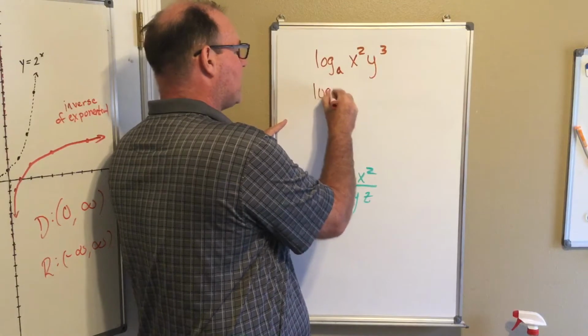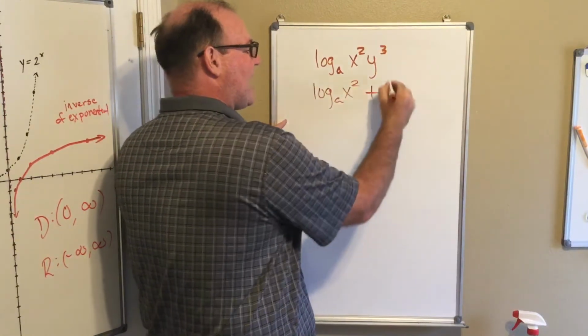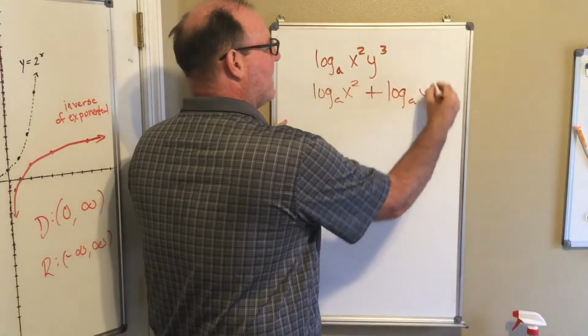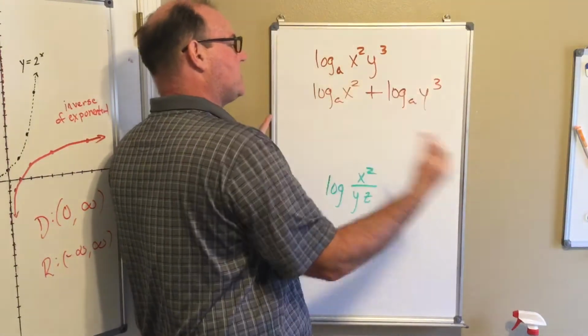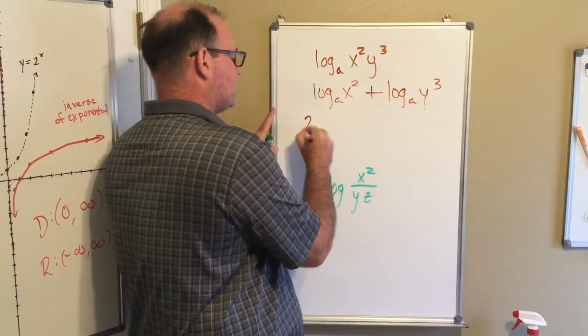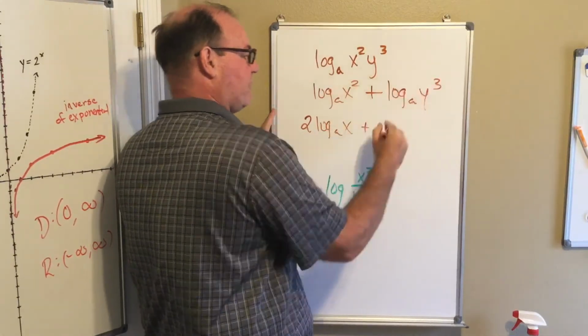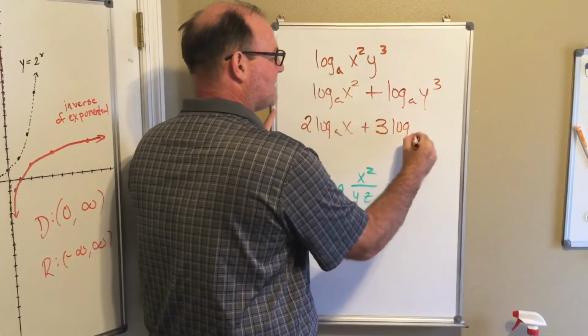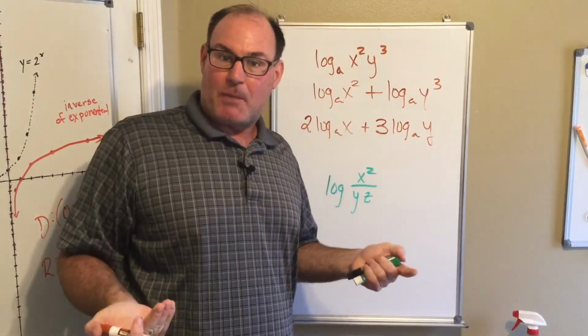So I've got the log base a of x squared. The product rule says I now add the log base a of y to the third. And now the power rule says these powers can go down in front and become coefficients. So the 2 becomes 2 log base a of x, plus the 3 becomes 3 log base a of y. So what we've just done is practice the properties.